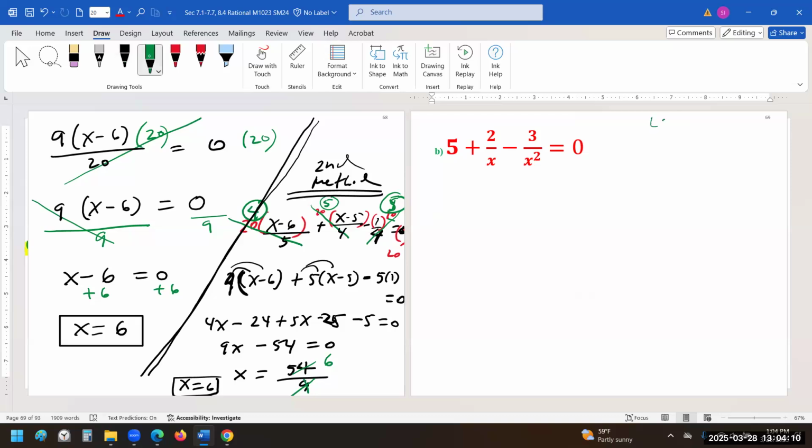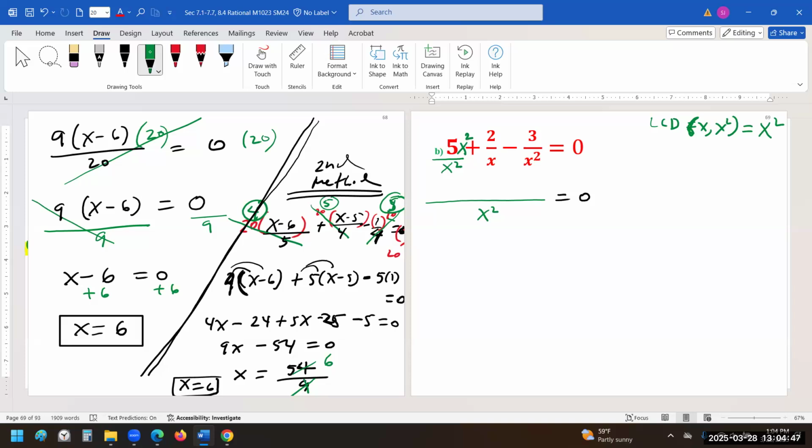So first step, always look for the LCD if everything is on one side. What is the LCD between x and x squared? X squared, the bigger one. So we want a big x squared, which we don't have. That means we need to multiply by what we don't have. What we want below 5? X squared. So we multiply top and bottom by that.